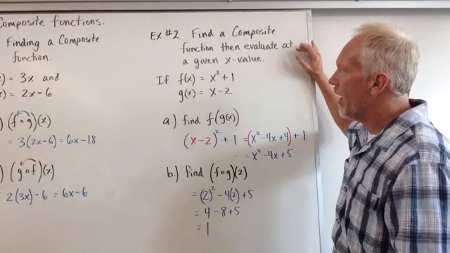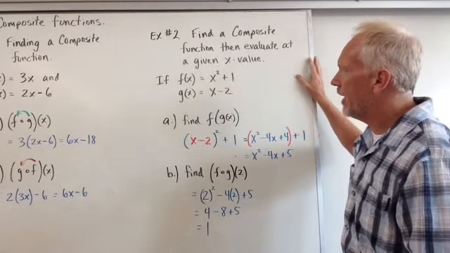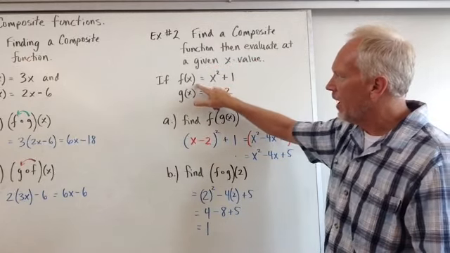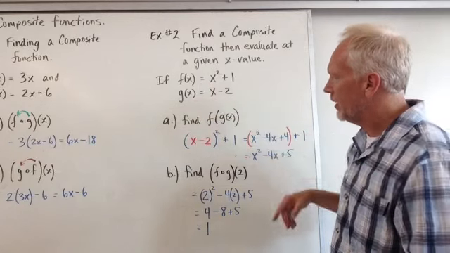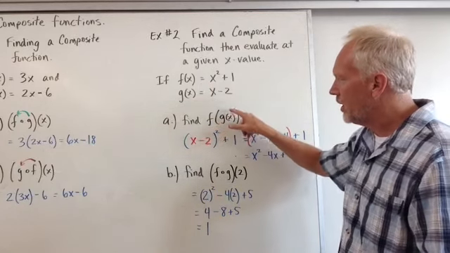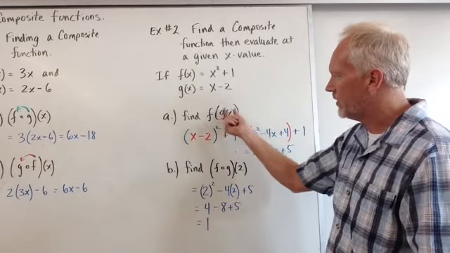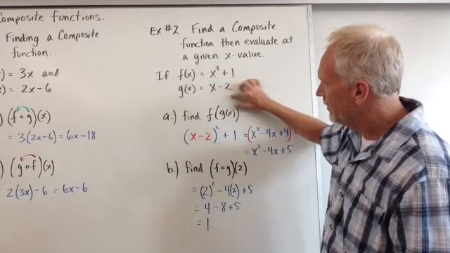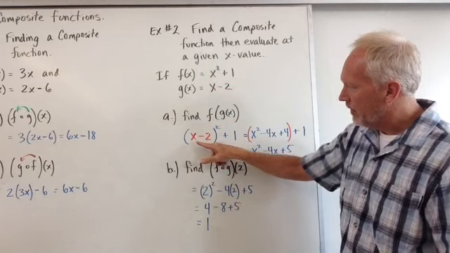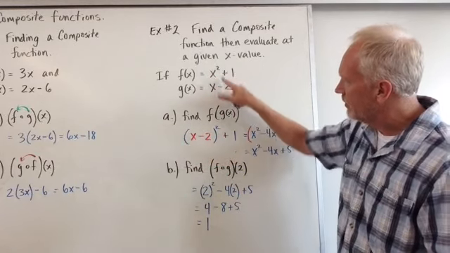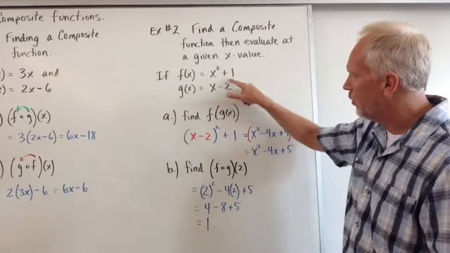This time it says, find a composite function, then evaluate at a given x value. If f of x is equal to x squared plus 1, and g of x is equal to x minus 2, find f of g of x. Again, g of x is sitting inside, so g of x is going to be placed right here for that x. So here's what was the x there, squared. So we put all x minus 2 in, square it, plus 1.